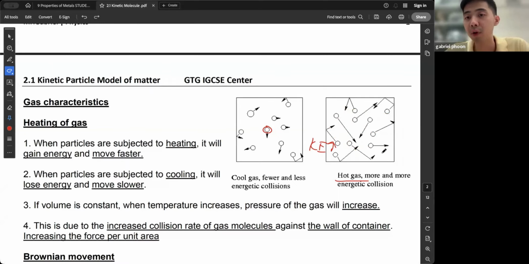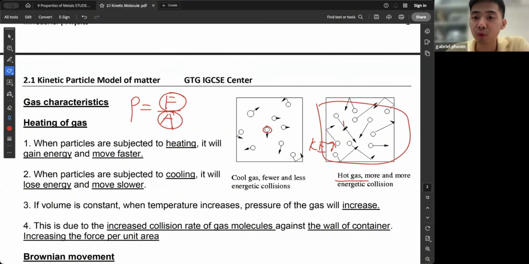Now, this is important because right now, the frequency of collision against the walls of the container is much more, right? And because of that, if we think back about our pressure formula, pressure is equal to force over area, right? An increase in frequency of collision means there's going to be a greater force per unit area, which ultimately will increase the pressure inside the whole container.